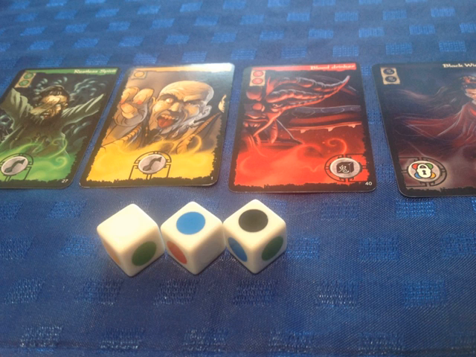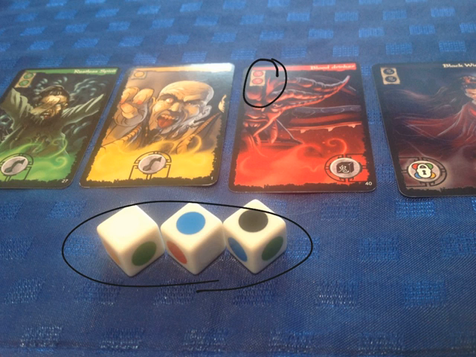So basically, if you look at this, for example, in this corner here, that tells you what you need to kill the ghost. So this ghost here, the blood drinker, has got a strength of 3 red. To kill that ghost, you would take these 3 dice, roll them, and you want to get 3 red dots appearing on the dice to kill it.